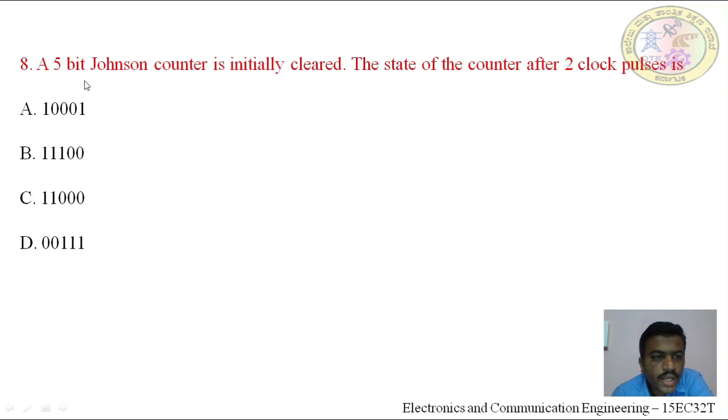Eighth, a 5-bit Johnson counter is initially cleared. The state of the counter after 2 clock pulses is, options are A 10001, B 11100, C 11000, D 00111. In a 5-bit Johnson counter, which is initially cleared, the output generated after the two clock pulses will be 11000. Hence, the answer for this question is C, 11000.